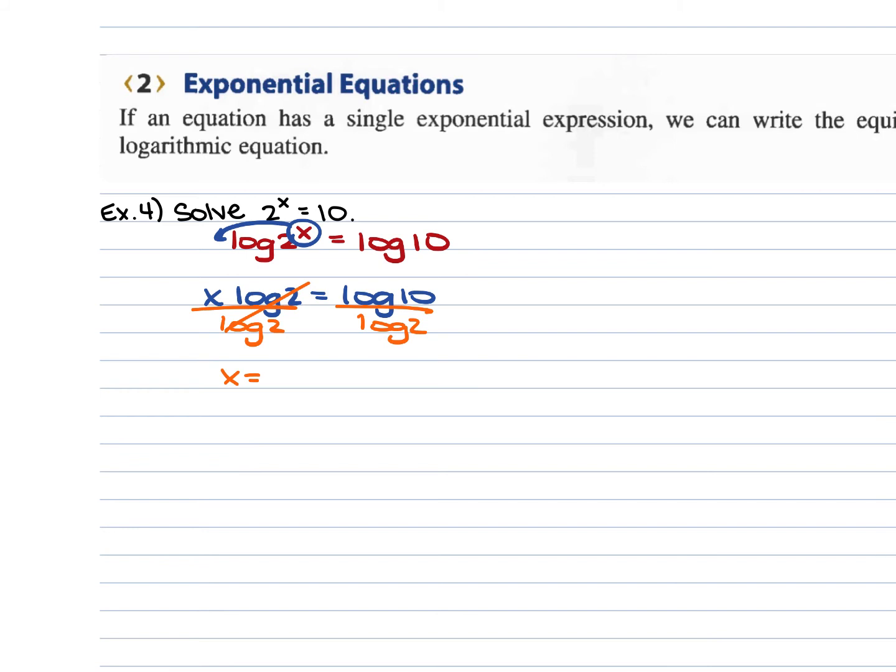So log 10 divided by log 2 gives us 3.32192895, and so on. We're going to round to 4 decimal places. This is going to be 3.3219.